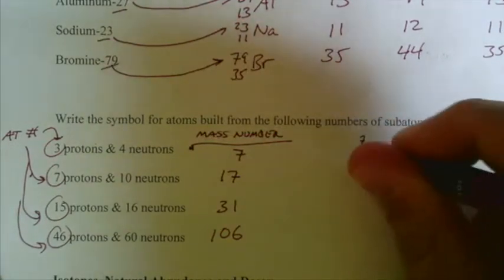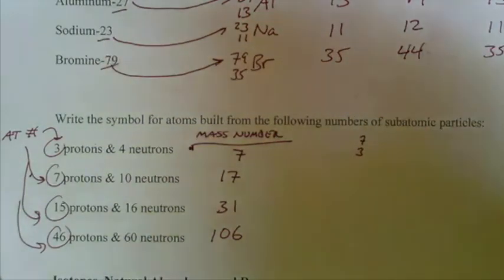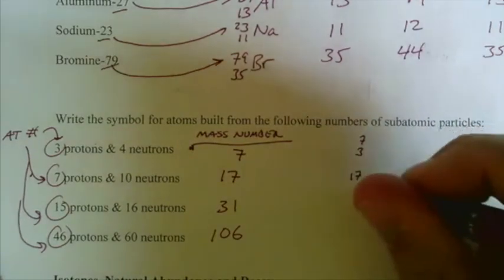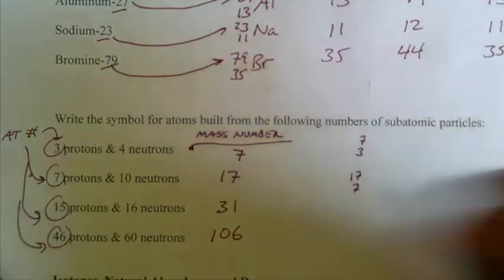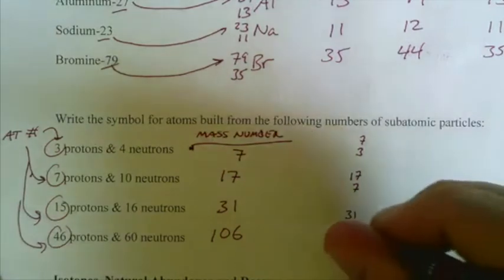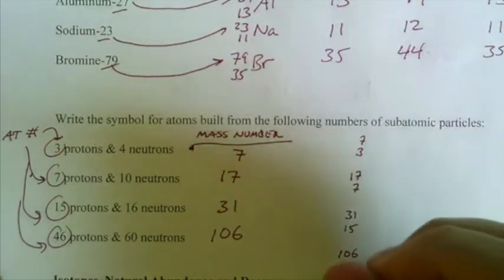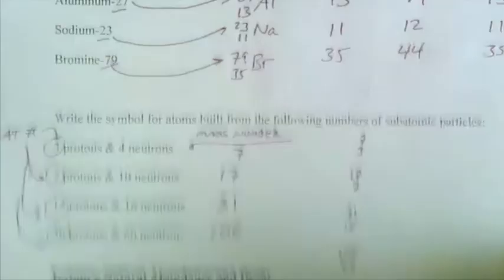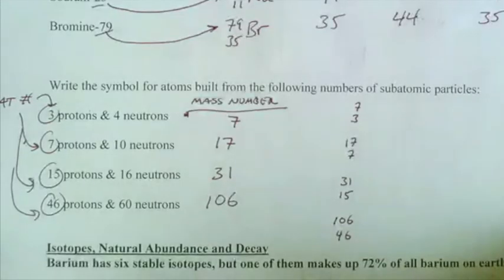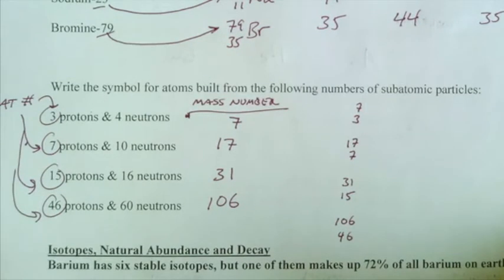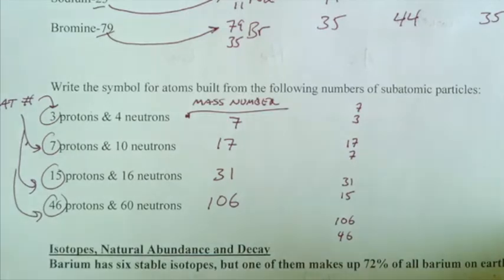Right? I'm going to have mass number 7, atomic number 3. Mass number 17, atomic number 7. Mass number 31, atomic number 15. Mass number 106, atomic number 46. Move that up a little bit. And now for each of these, all that's left to do is look in my textbook and look at the periodic table of the elements and find the symbol that corresponds to the atomic number.